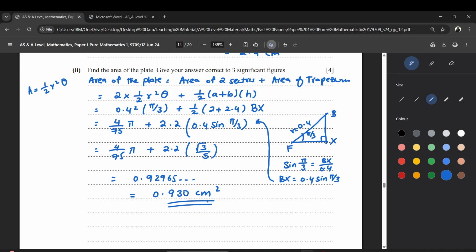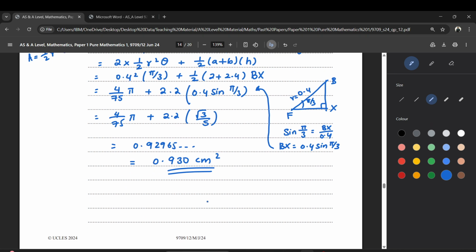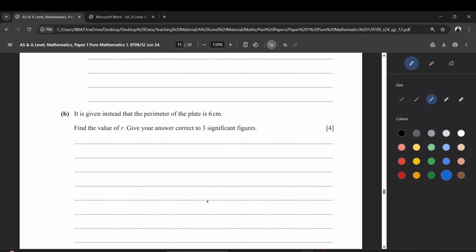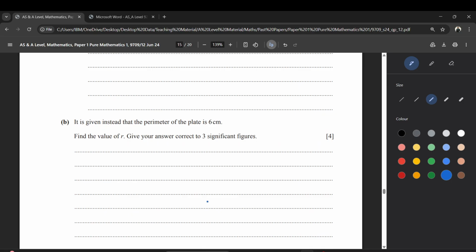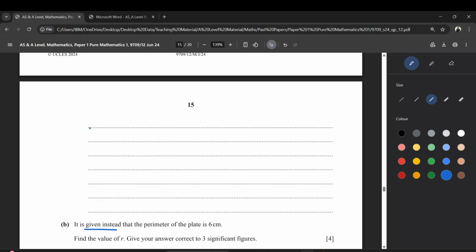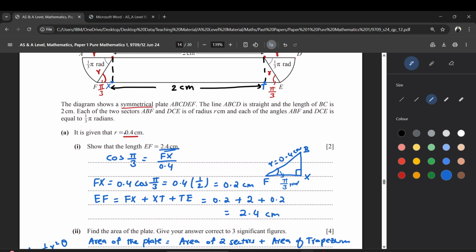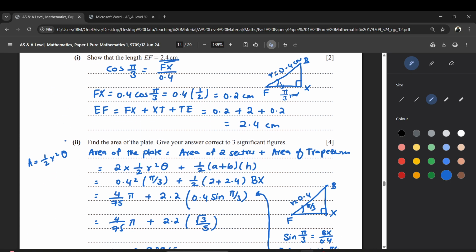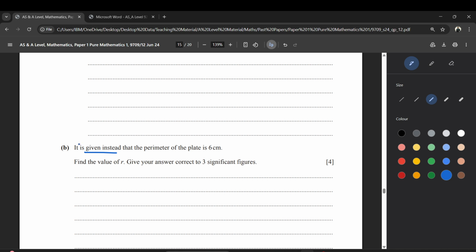All right, so that was the question related to circular measure. Then it says it is given instead that the perimeter of the plate is 6 centimeters. So it is given instead means that whatever information was given to you in part A of the question, including the fact that r is equal to 0.4, this is no longer applicable. So understand this carefully. Only this part of the question is applicable. Whatever we did in part A is no longer applicable in part B.